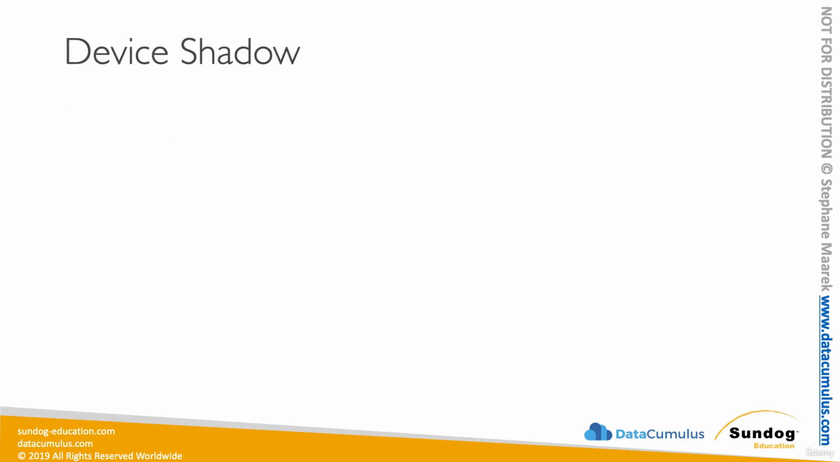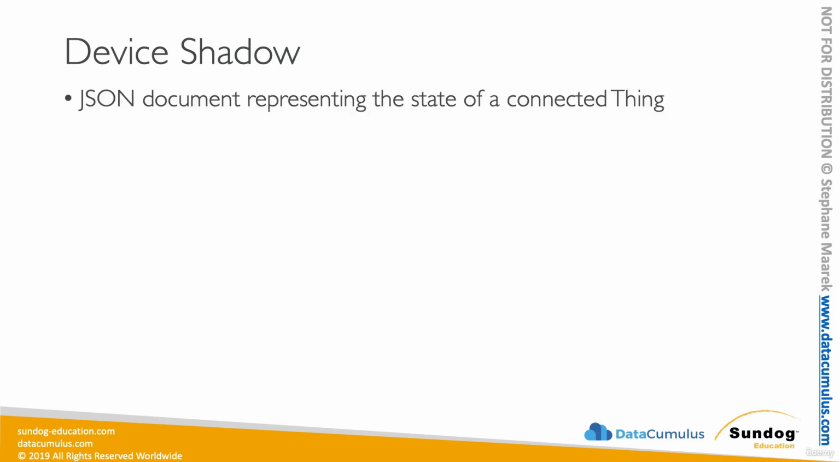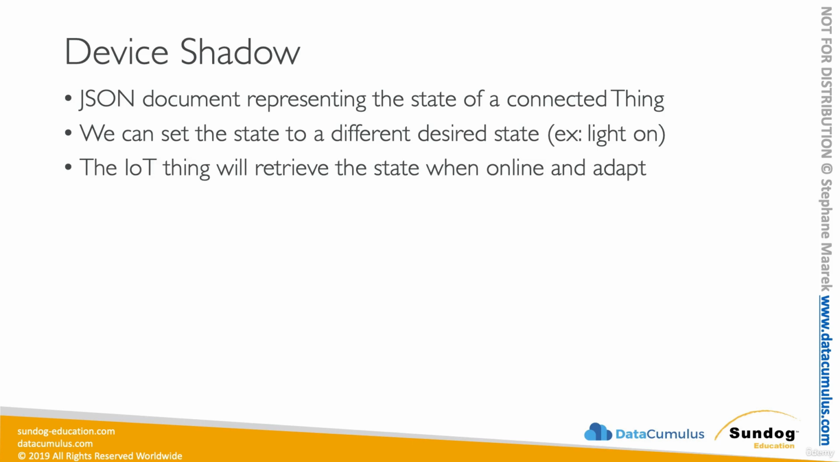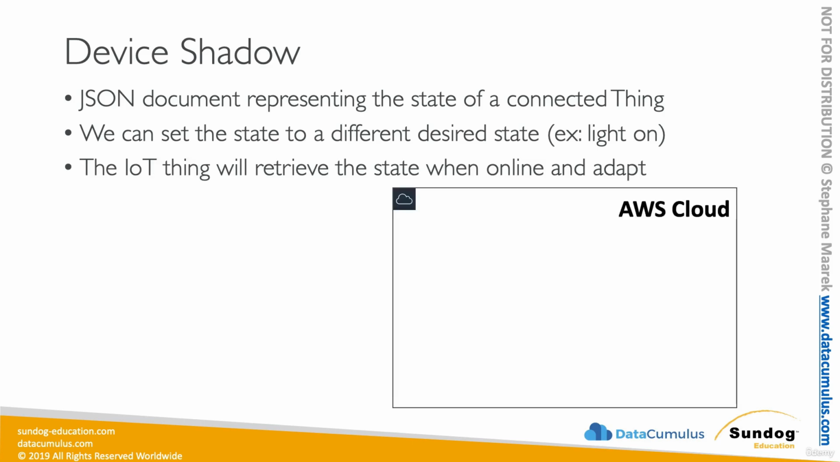Okay, now device shadow. Device shadow, remember, was this really weird concept where even if a device was offline, we could change its shadow in the AWS cloud, and as soon as the device came back online, it would look at what the shadow state is and copy it. So a device shadow is a JSON document representing the state of a connected thing, and we can set the state to a different desired state, for example, light on, light off, or light blue, light green, light red. The IoT thing will retrieve the state when online and adapt automatically.